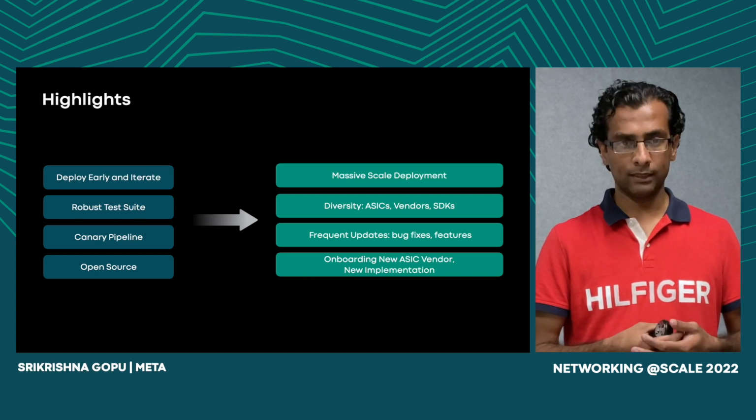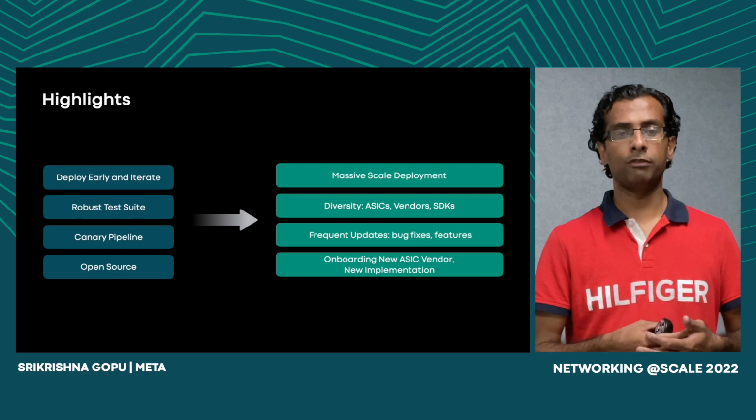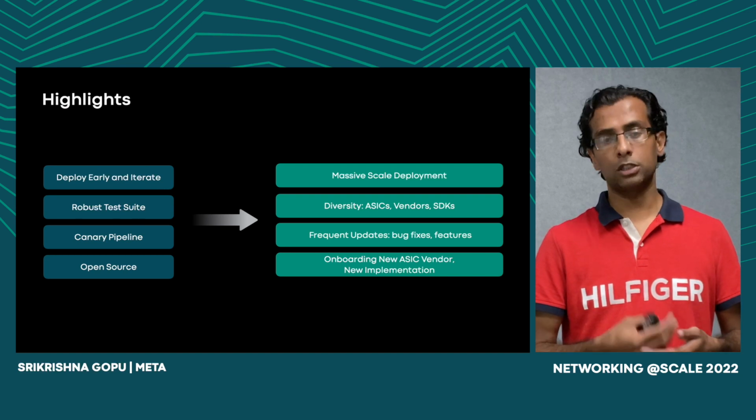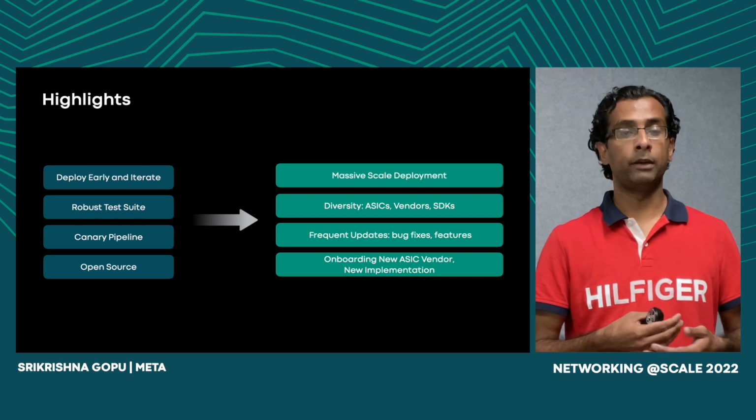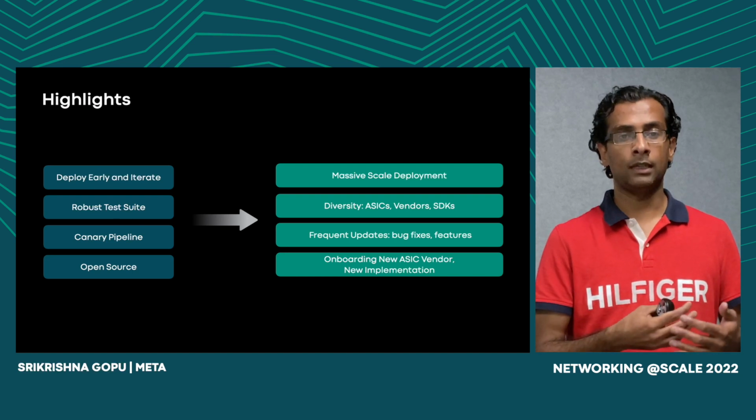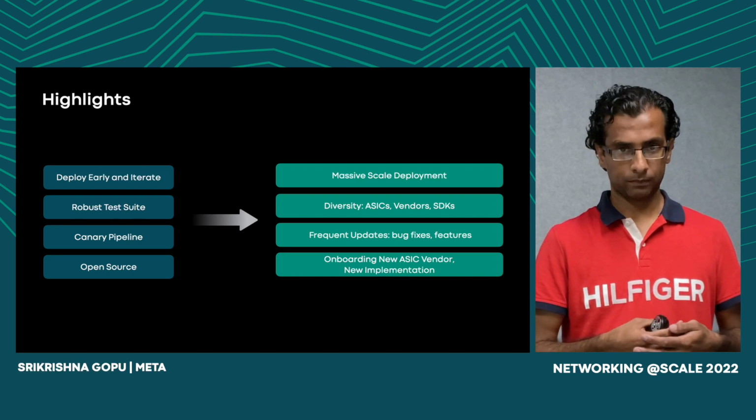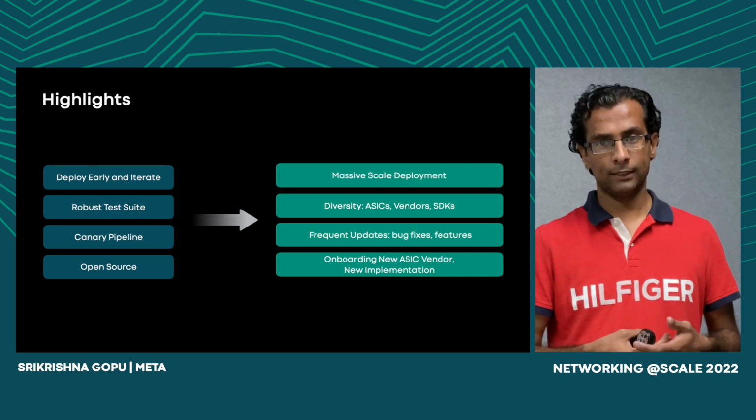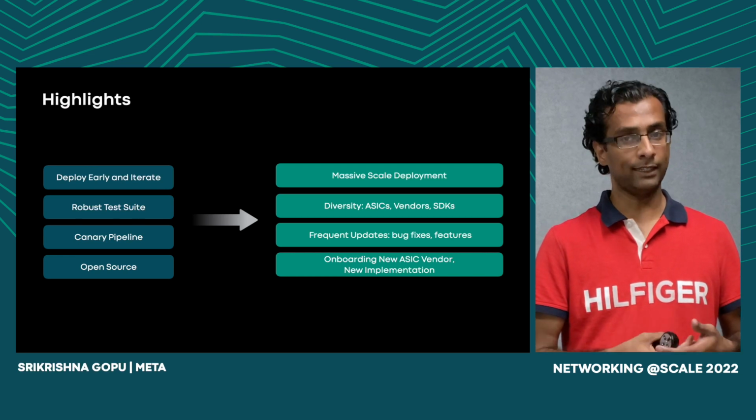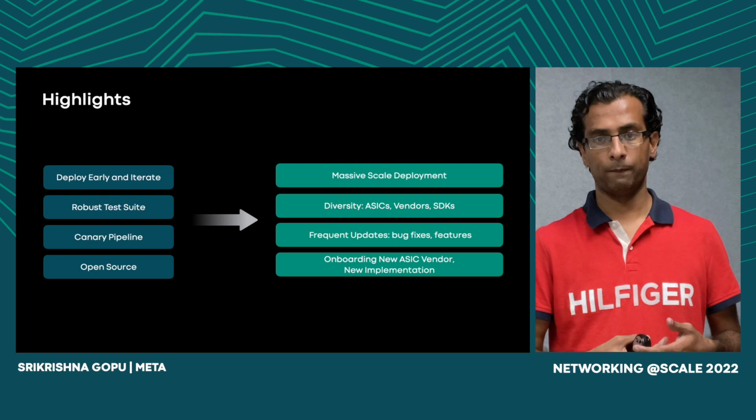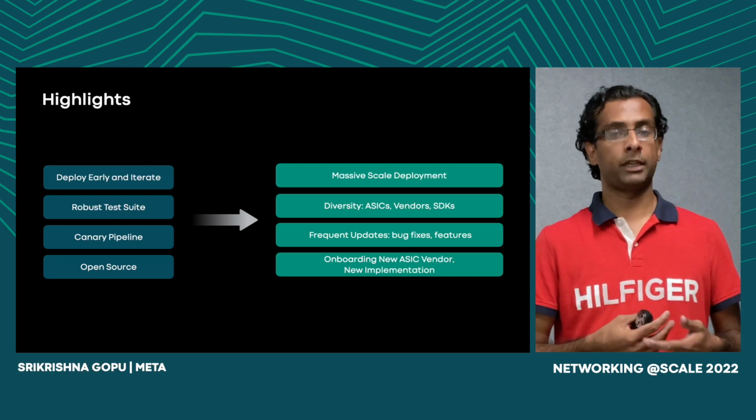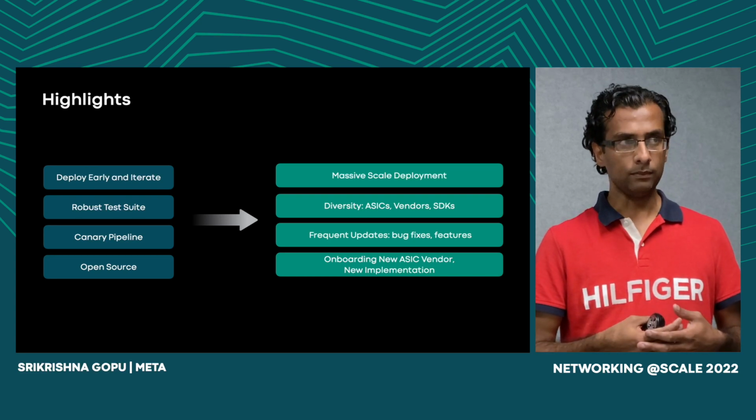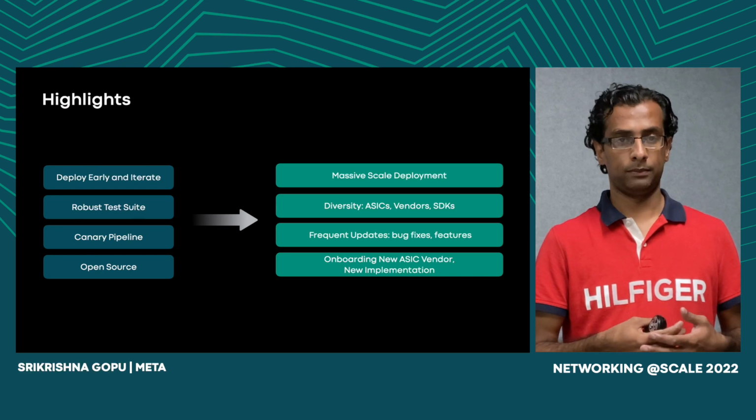Always set up a canary pipeline. This is because you roll out your software and hardware to a subset of switches before deploying it to the fleet. As you all saw, open sourcing played a critical role for us while onboarding a silicon vendor. This is because the vendor helped us run these test cases. So always be ready to open source. With this, we're able to achieve the following outcome. We're able to achieve massive scale deployment. We're able to achieve diversity across ASICs, across vendors, and across SDKs. We're able to make frequent updates to the production fleet. We're able to roll out several bug fixes and also enable more features to the fleet. And the last, we're able to onboard a new silicon vendor.